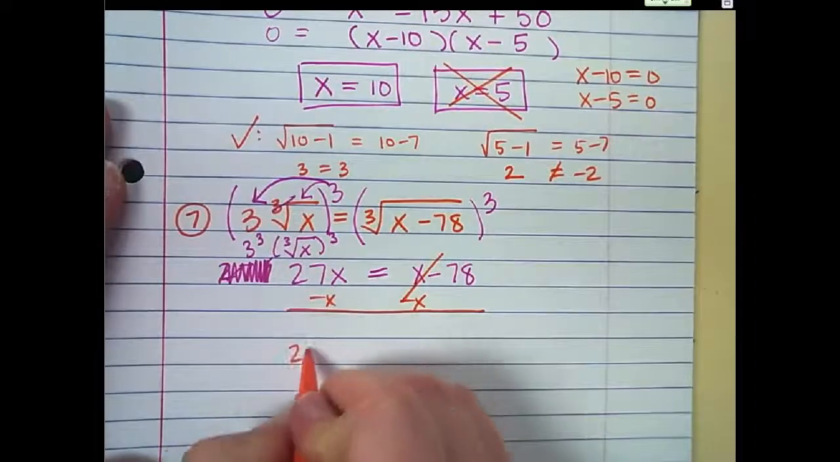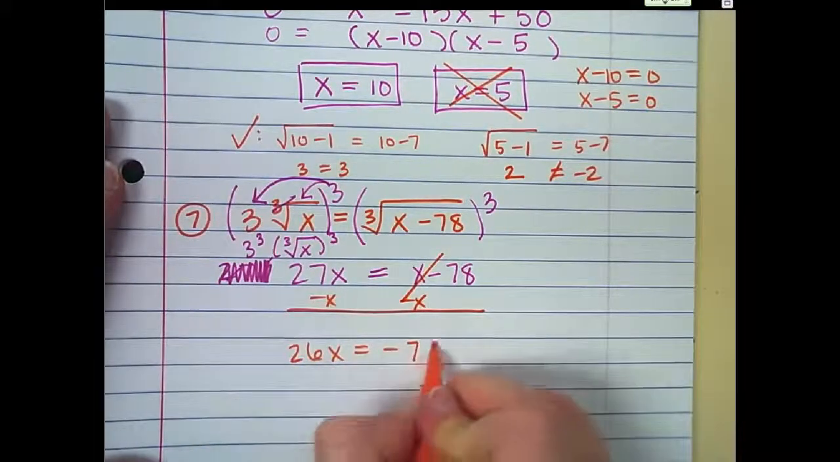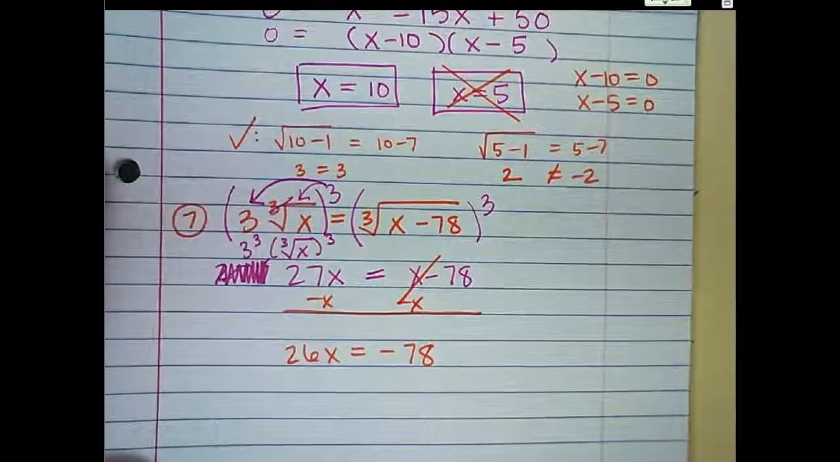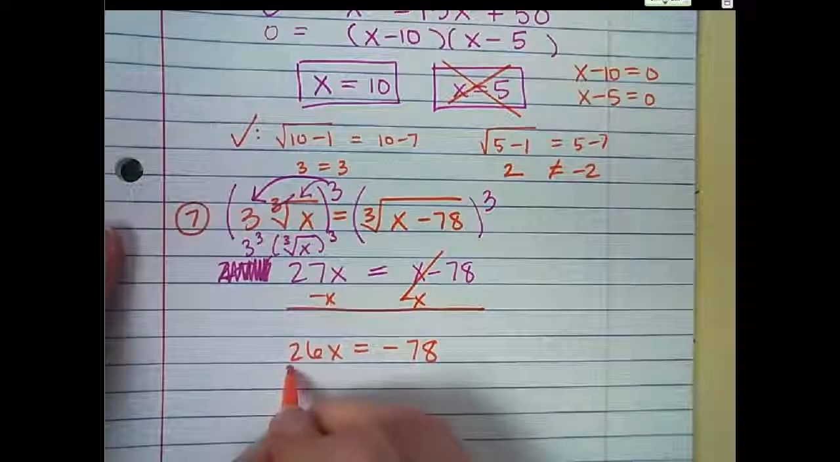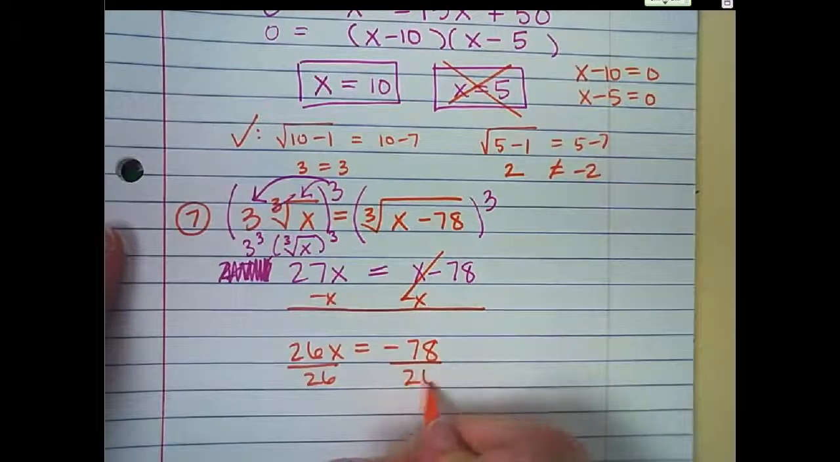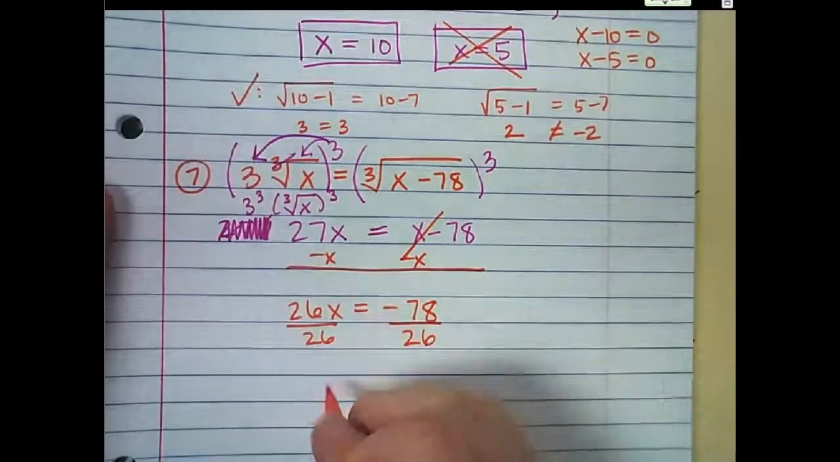The only ones that you factor are the ones where you get x squared. Divide by 26. What did we get? Negative 3? Yeah.